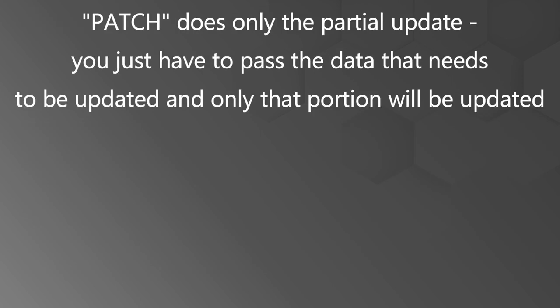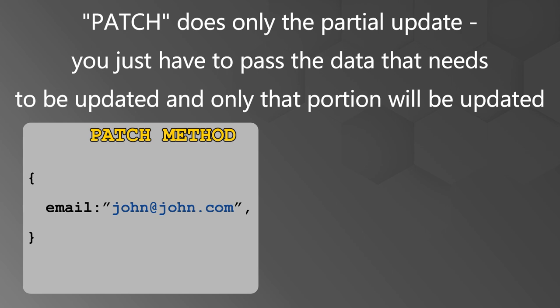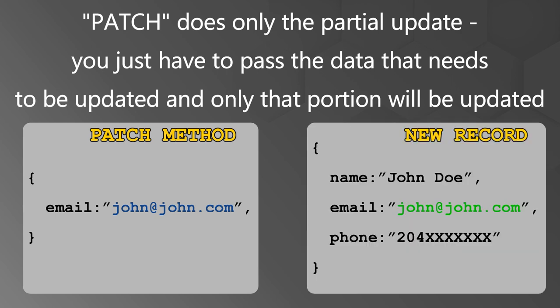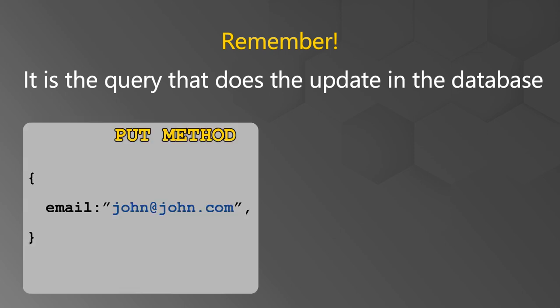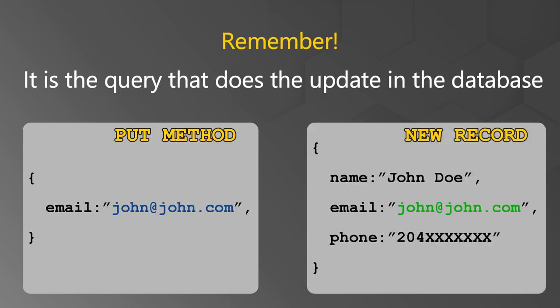While patch does only the partial update, that is, you just have to pass the data that needs to be updated, and only that portion will be updated. So in patch method, you just have to pass email and the updated record will be like this. But this is according to the theory. Practically, it is the query that does the update in the database. So in this case, even if we pass only this in put request, only the partial update will be performed.